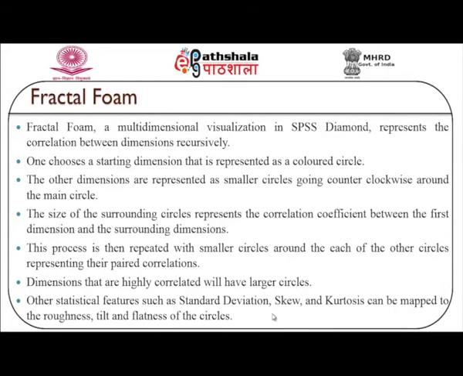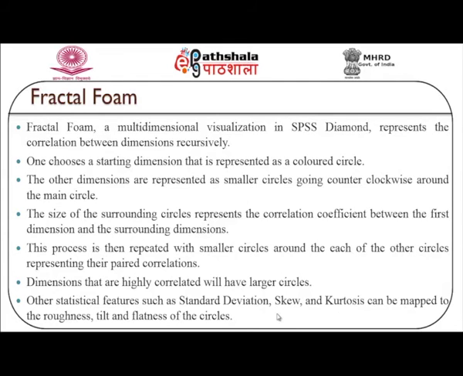The next type of form that we are going to have is a fractal form, which is another form of representing the tabular data, a multidimensional visualization, which represents a correlation between the dimensions recursively. One chooses a starting dimension that is represented in the form of a colored circle. The other dimensions are represented as smaller circles going counterclockwise around the main circle. The size of the surrounding circle represents the correlation coefficient between the first dimension as well as the surrounding dimension.